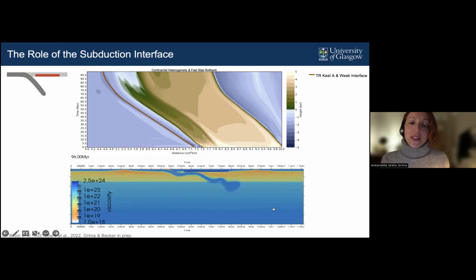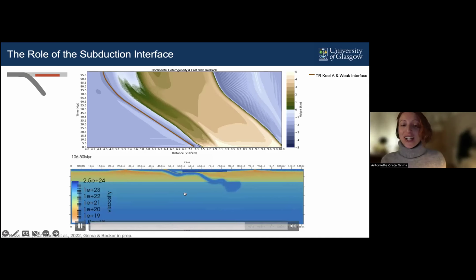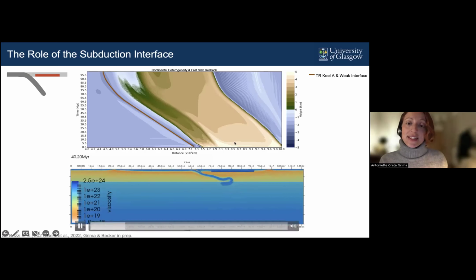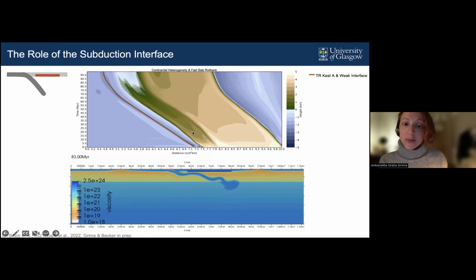And the first thing that obviously catches your eye is the fact that we have a flat slab that's forming self-consistently within our model. And the second thing is that the topography also looks very different compared to the previous cases. We still have this sort of localized deformation within the continental margin, but it's much deeper. And it gets even deeper once we get this flat slab forming.